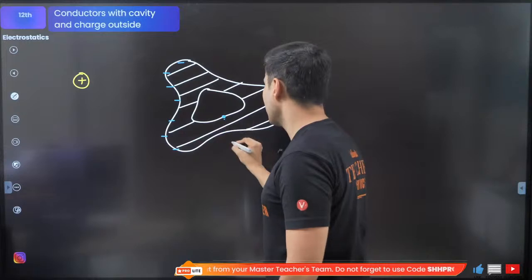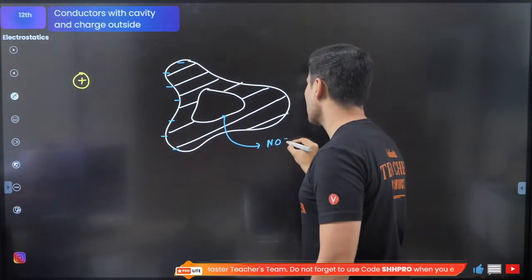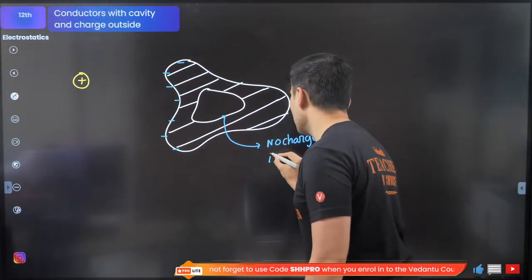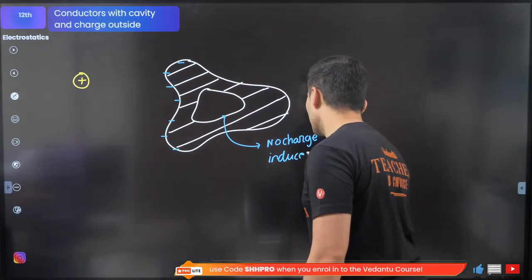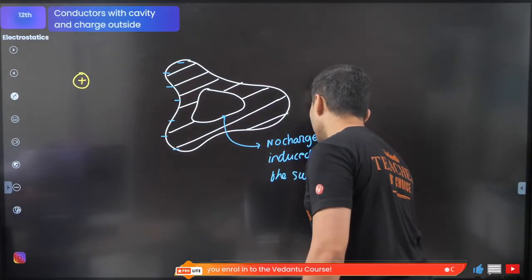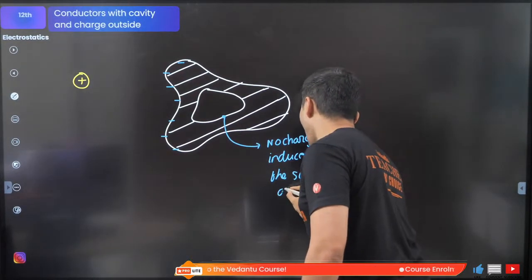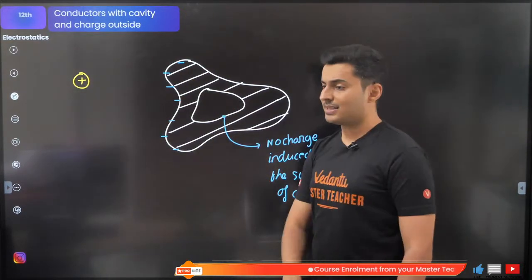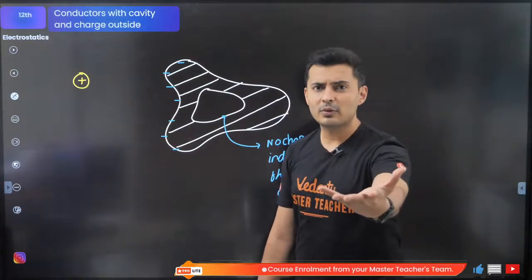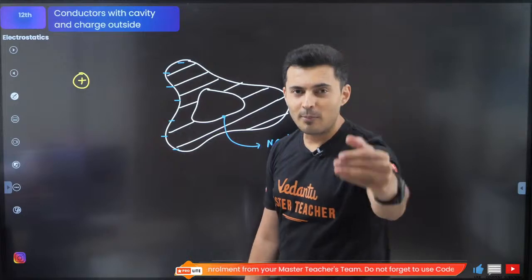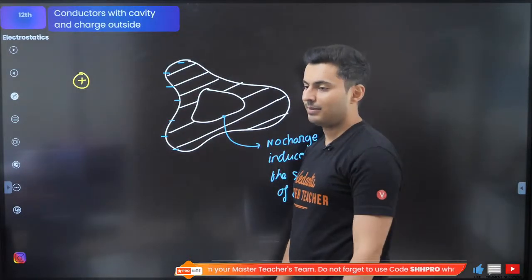If there is no charge inside, no charge is induced on the surface of the cavity. Now, if negative charges have come here, where will they travel from? Think about it. They would have traveled from the other side. So an equal amount of positive charge will be developed.